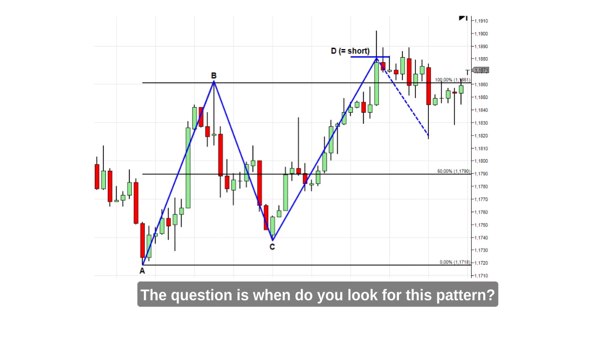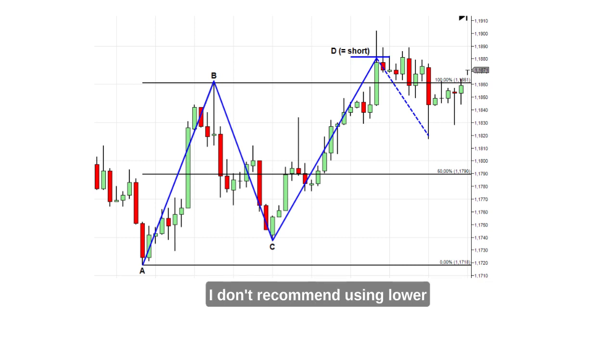Question is, when do you look for this pattern? I usually look for it on 30-minute or 1-hour charts, 4-hour charts, daily charts, and weekly charts. I don't recommend using lower time frames than 30 minutes.